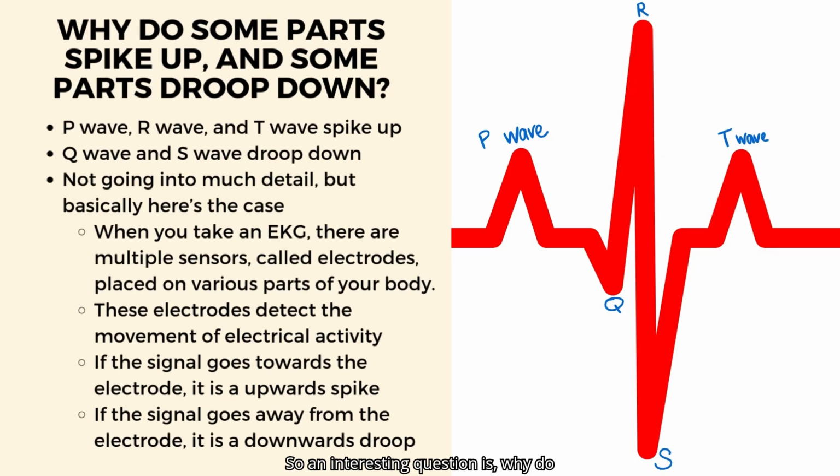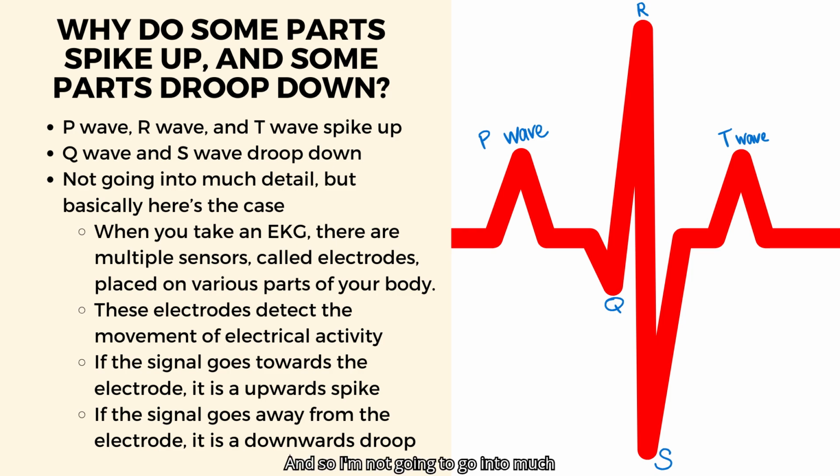So an interesting question is, why do some parts of the EKG chart spike up and then some parts droop down? So like for example here you can see that a P, R, and T wave are spiking up while the Q and S wave are drooping down.